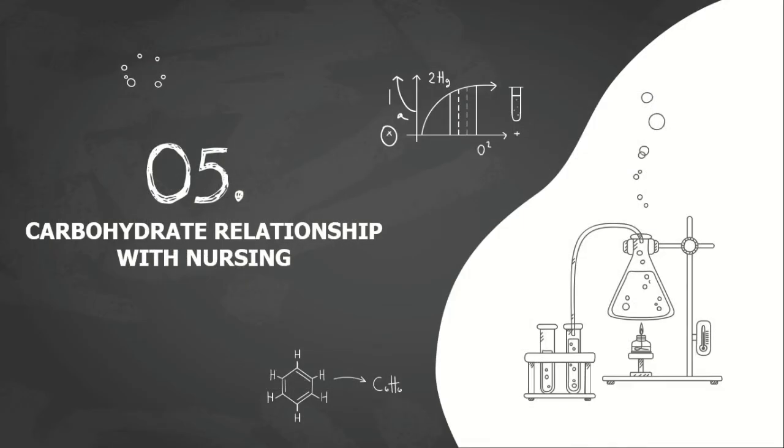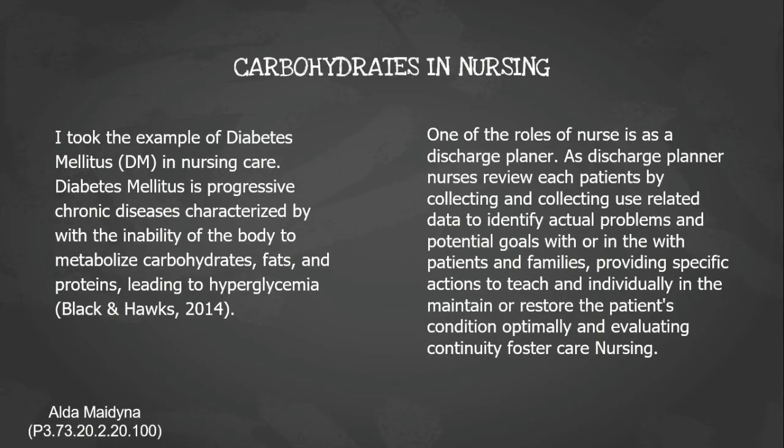Carbohydrate relationship with nursing. Carbohydrates in nursing. I took the example of diabetes mellitus (DM) in nursing care. Diabetes mellitus is a progressive chronic disease characterized by the inability of the body to metabolize carbohydrates, fats, and protein, leading to hyperglycemia (Black and Hawks, 2014).